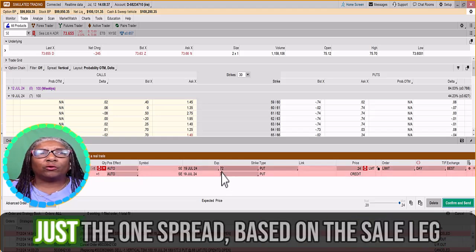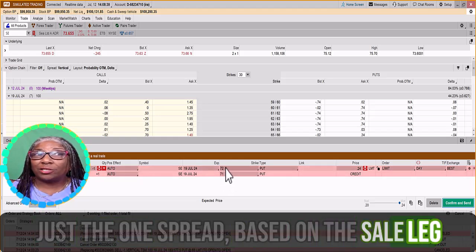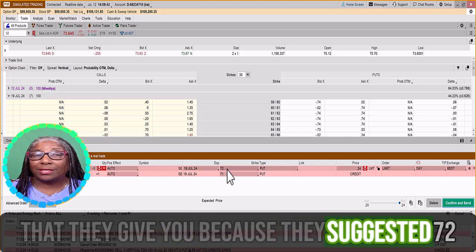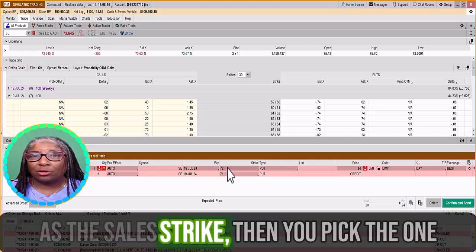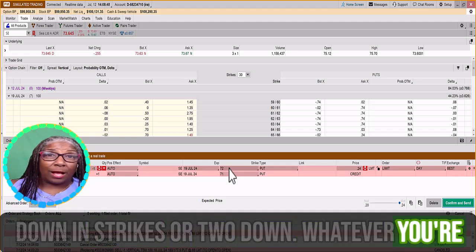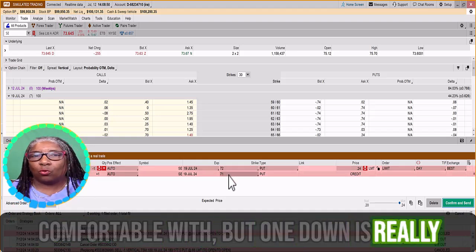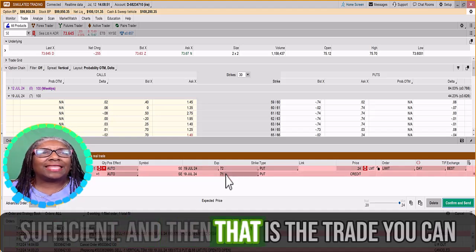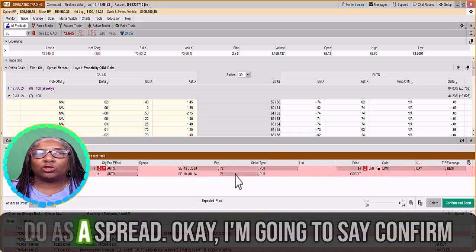So if you do just the one spread based on the sell leg that they give you, because they suggested 72 as the sell strike, then you pick the one down in strikes or two down, whatever you're comfortable with, but one down is really sufficient. And then that is the trade you can do as a spread.